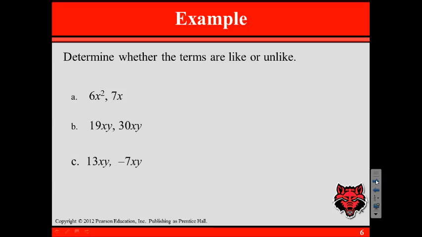Before we try to combine like terms, let's see if we can recognize like terms. So let's determine if the terms listed in each example are like or unlike. In example A, we have 6x squared and 7x. We notice right away we have the same variable, but we don't have the same exponent. The exponent of the first term is 2. The exponent of the second term, it's not written, so it's understood to be 1. Because the exponents are not the same, these terms are unlike.